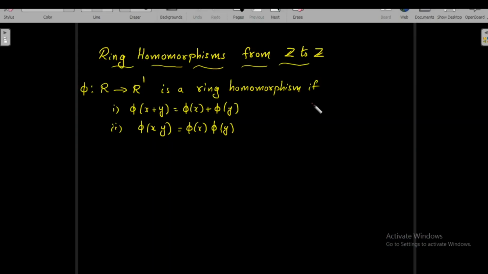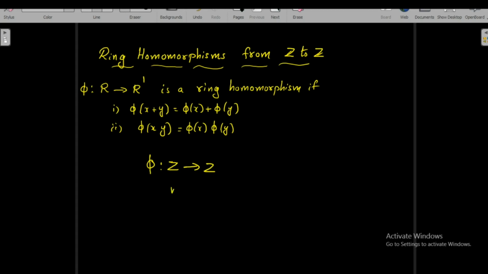Find all ring homomorphisms from Z to Z. We know that phi from R to R dash is a ring homomorphism if it satisfies two conditions: phi of x plus y equals phi of x plus phi of y, and phi of x into y equals phi of x into phi of y, for all x, y belonging to R. Here we have to find all ring homomorphisms from Z to Z.